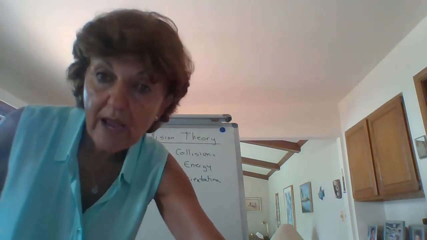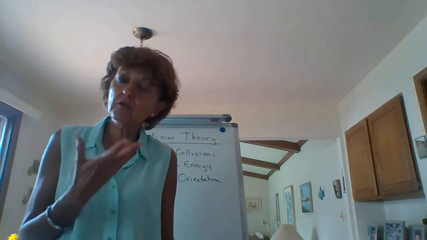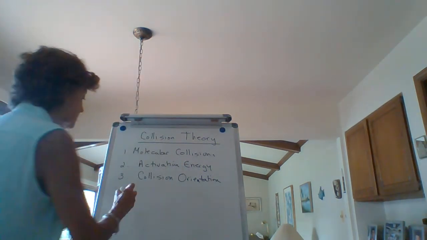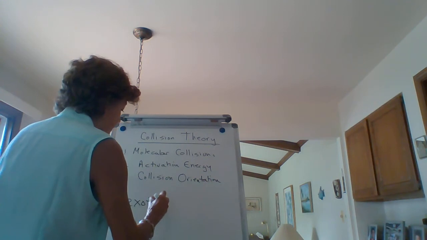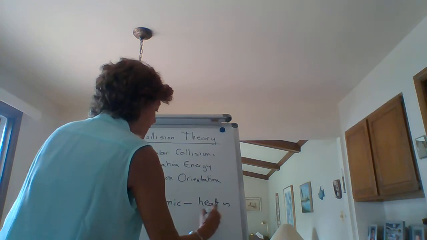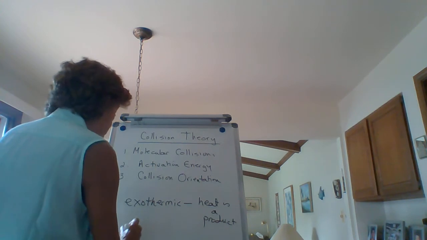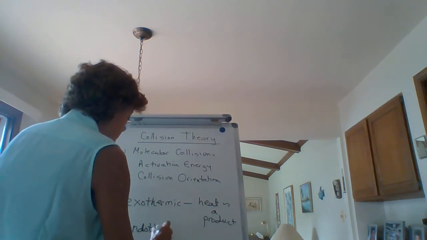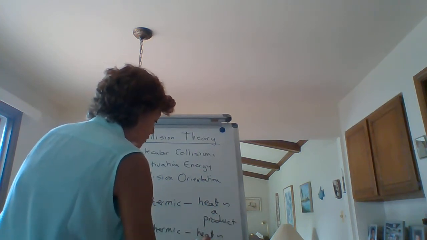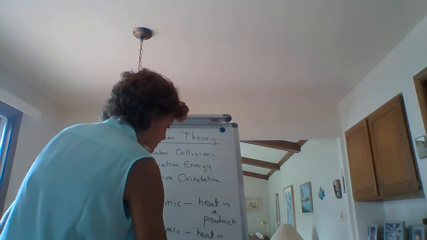Now, reactions could either be exothermic or endothermic. Now, we used those terms earlier on in a previous chapter. The term exothermic means that heat is a product. Heat is produced, okay? The term endothermic, that heat is absorbed, or you can think of it as a reactant.